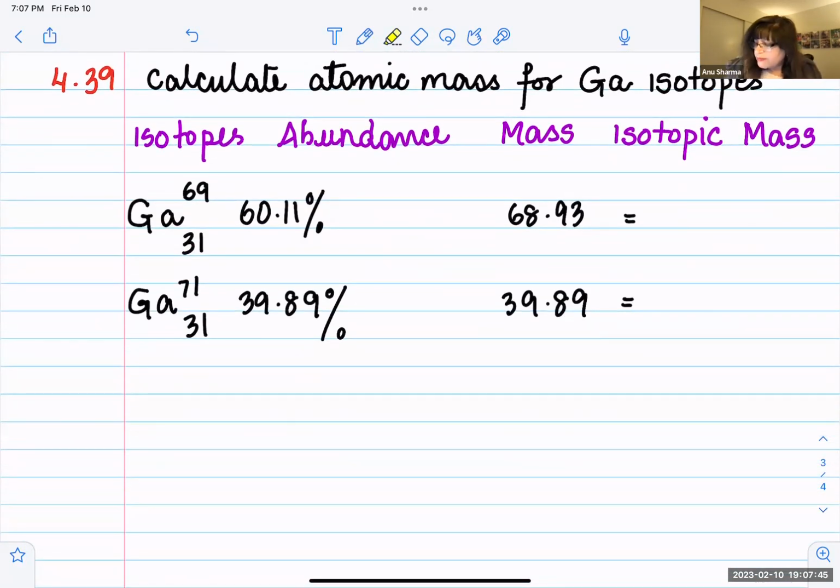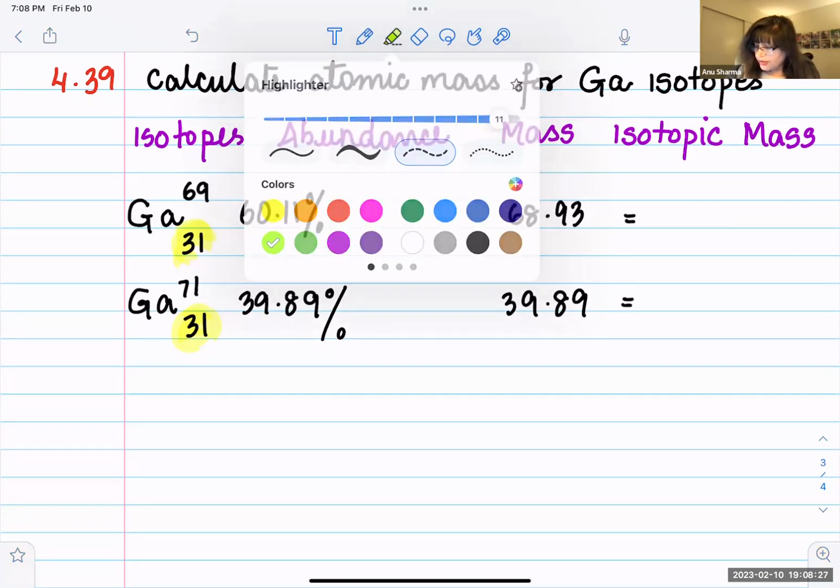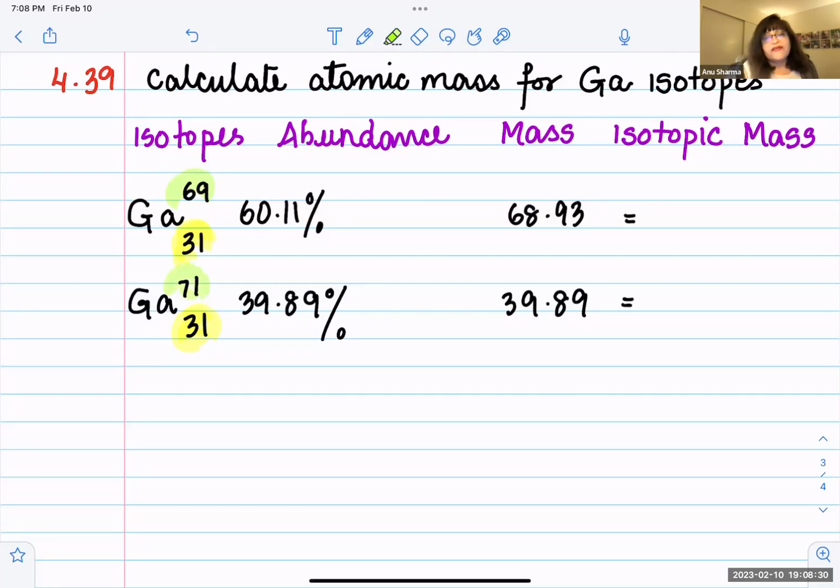Next is calculate the atomic mass of gallium isotopes. Here we are given gallium 69, 31, and gallium 71, 31. They have given you the abundance in nature. How much of gallium 69 is there? 60.11. And how much of gallium 71 is present? 39.89. Remember, the atomic number is the same. It doesn't matter whether you write the atomic number on the top or the bottom. The main thing is that here we are calculating with the mass number, so we put it on the top, the average isotopic mass.